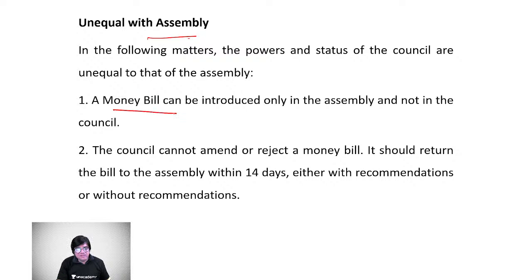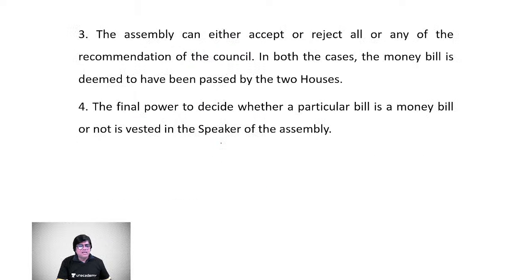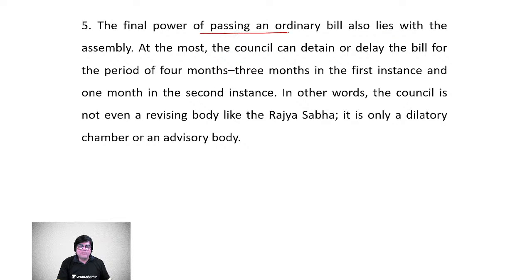For example, money bills can be introduced only in the Assembly, not in the Council. And the Council can at most delay it by 14 days and cannot do much more than that. And the Assembly can either accept or reject all or any of the recommendations. In the case of money bills, of course, overriding powers are there with the Assembly. And the final power of passing an ordinary bill also lies with the Assembly. As we have already seen, the maximum it can delay is by 4 months, right?